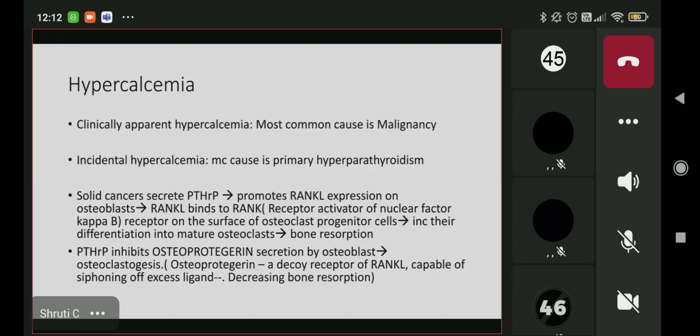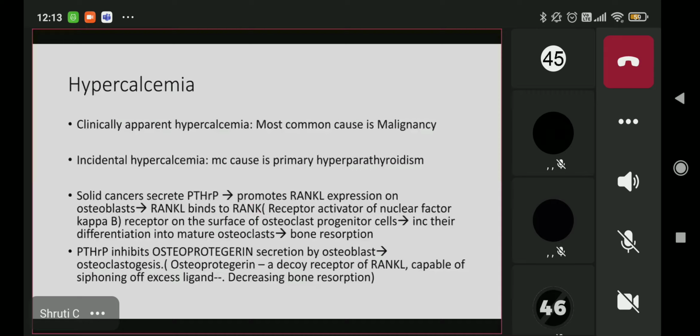Okay, now hyperparathyroidism is classified into primary, secondary, and tertiary. Primary is an autonomous overproduction of parathyroid hormone, and I'll tell you later on what is adenoma and what is hyperplasia. So if there's an adenoma or hyperplasia of the parathyroid gland, there will be an increased production of parathyroid hormone, and this is the primary type of hyperparathyroidism.